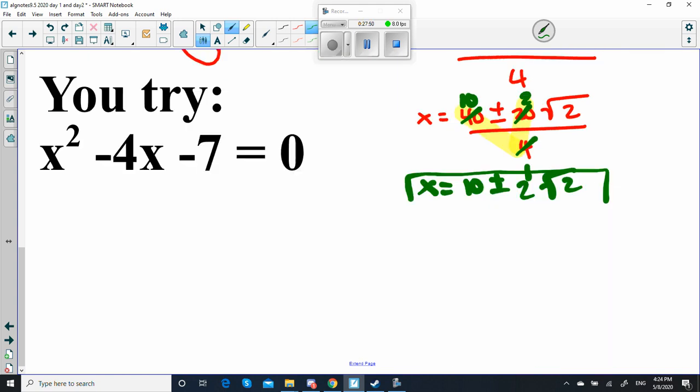All right, you give this a try and see if you can get this right. Go ahead and try to leave it in radical form like we did here. Actually, if you want to try it as a decimal, you can. And if you want to try it in radical form, you can.